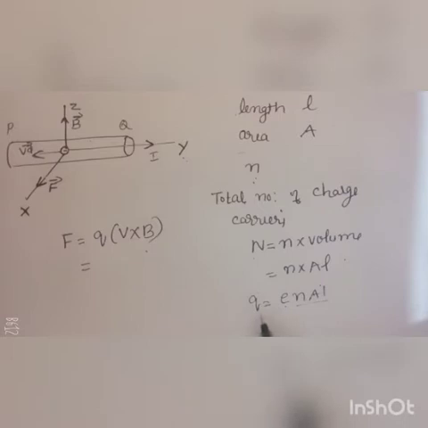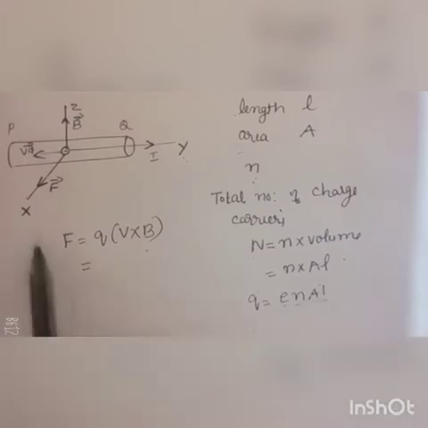Now find the charge of the charge particles. It is Q. Q is equal to e into nAL. That means the total charge of the conductor. Here e means the charge of an electron, and nAL means the total number of charge carriers.